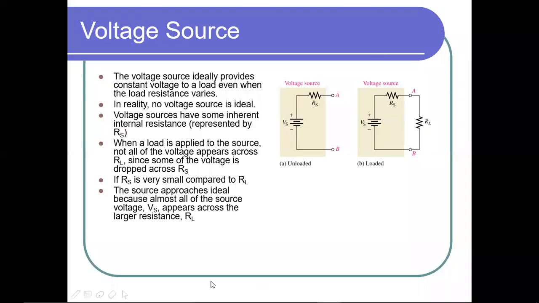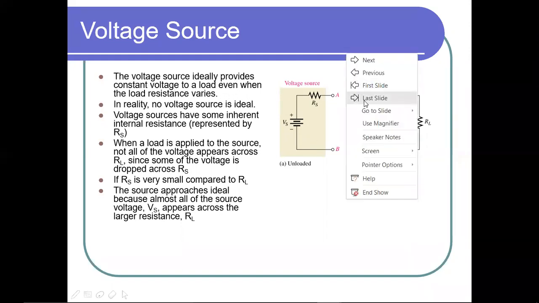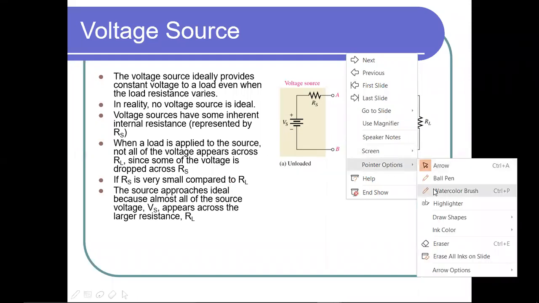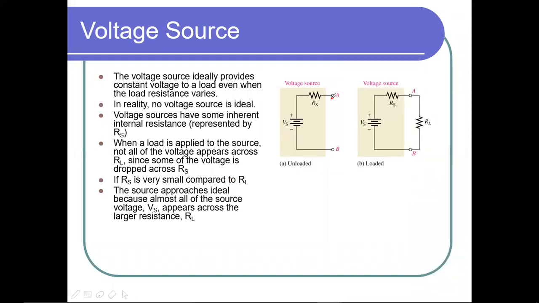If you look at this slide, let me clarify a few points about the ideal voltage source. The voltage source ideally provides a constant voltage to the load even when the load resistance varies. If you connect the load resistance across these points, even when the load resistance varies, there is no change of voltage across the A and B terminals.